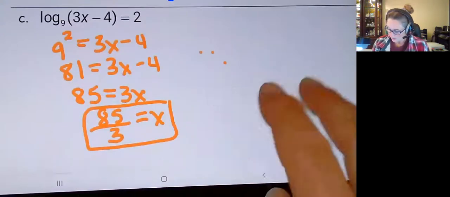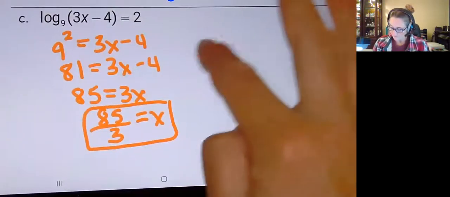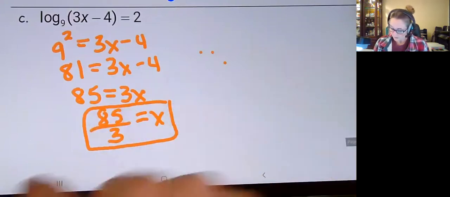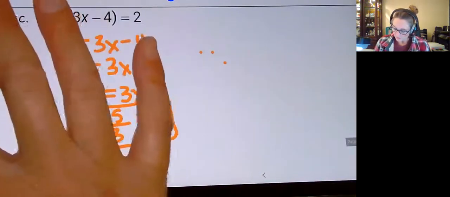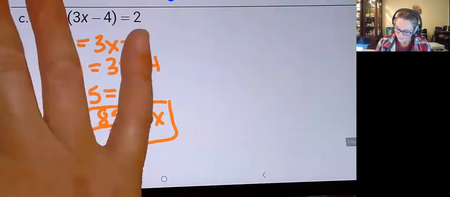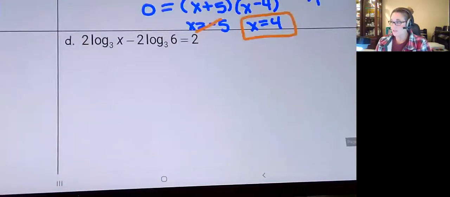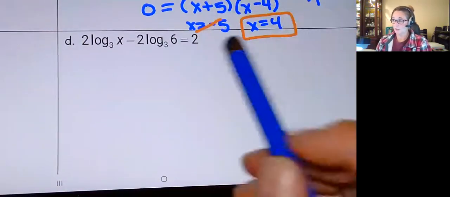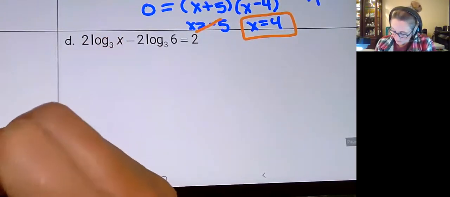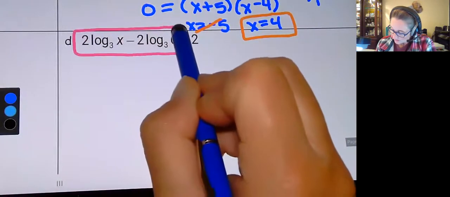Okay. Next one. Let me just erase that. Okay. So for the next one, this is like the one above where I have 2 logs and I need to make it into a single logarithm.